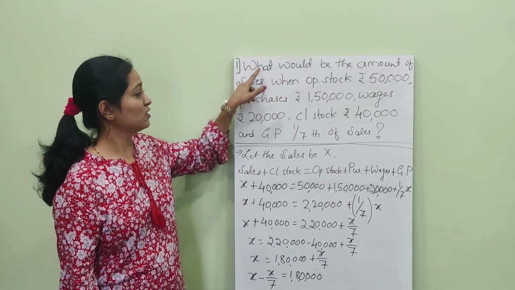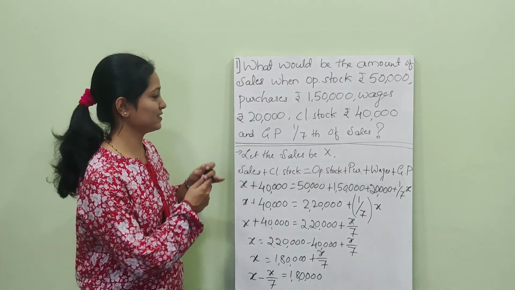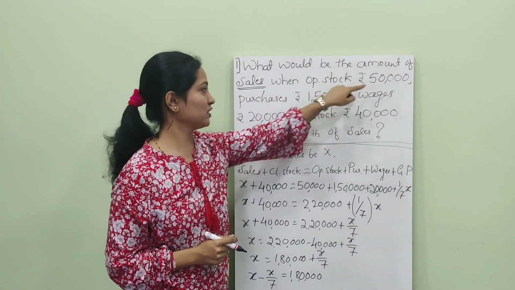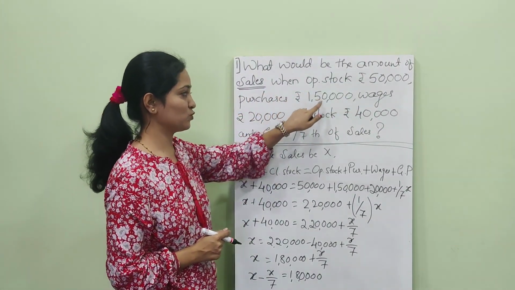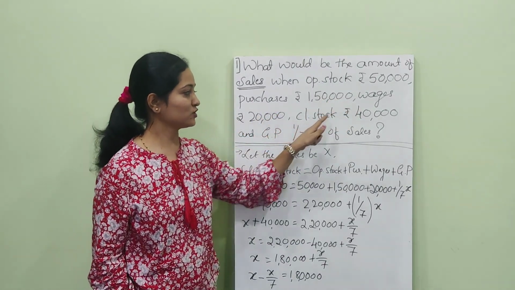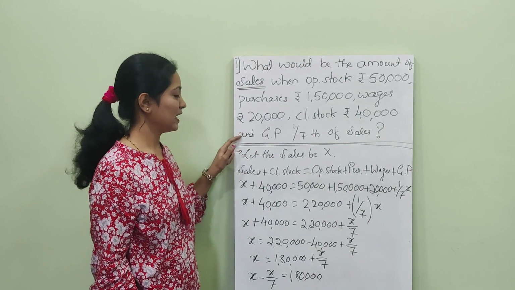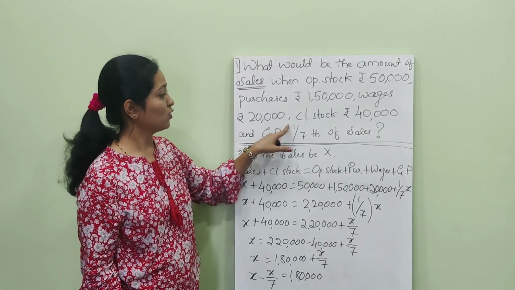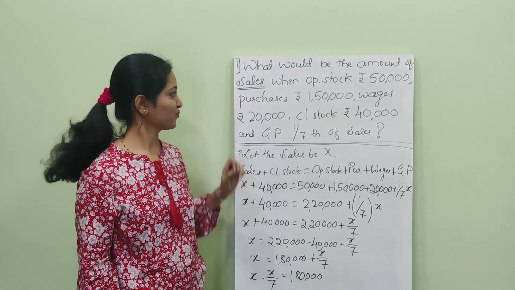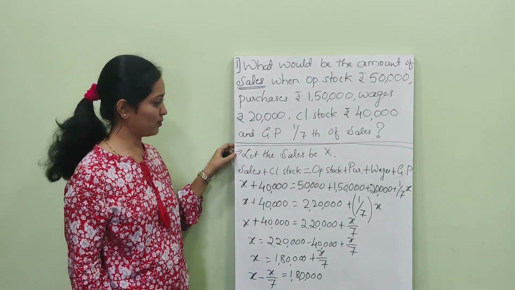So the question is, what would be the amount of sales? They are asking the amount of sales when opening stock is rupees 50,000, purchases rupees 1,50,000, wages rupees 20,000, closing stock rupees 40,000 and gross profit is 1/7 of sales. This is the question. Now let us solve the problem.